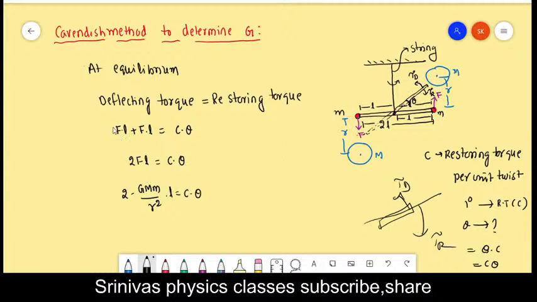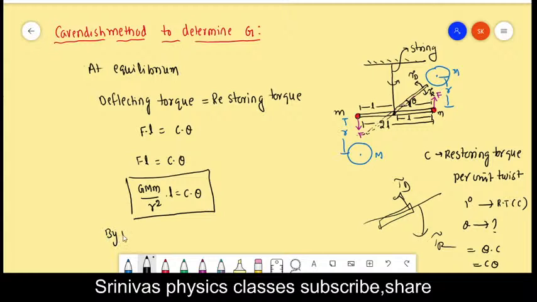Here we have to write only one deflecting torque, because this is the deflecting torque. This deflecting torque is this side force into the perpendicular distance. We take only one F. Sorry, I wrote it by mistake. Here we have to take only one force, right? And this is the formula. By using this formula, we can find the value of G.